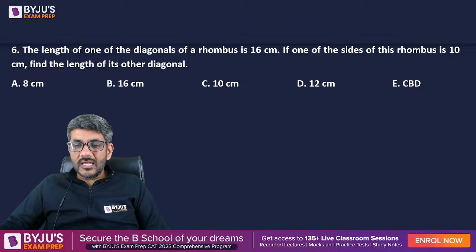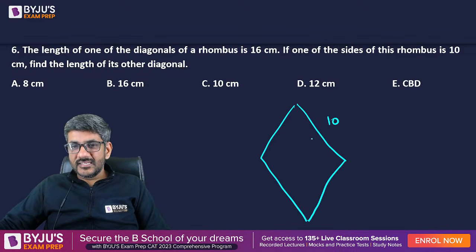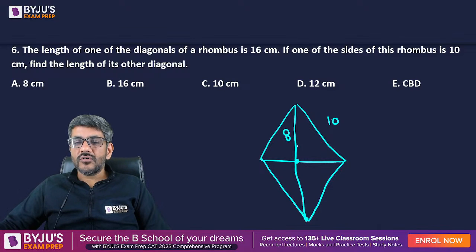चलिए करते हैं. Length of one of the diagonals of a rhombus is 16. One of the sides is 10. Find the length of the other diagonal. तो ये मान लीजिए आपके पास एक rhombus है. Side is given as 10 और ये कहता है एक diagonal की length 16 है. If the length of the diagonal is 16, so half of that would be 8.